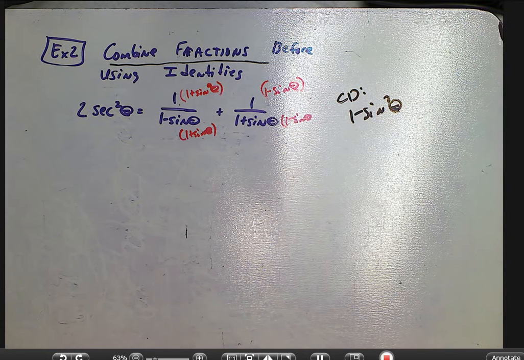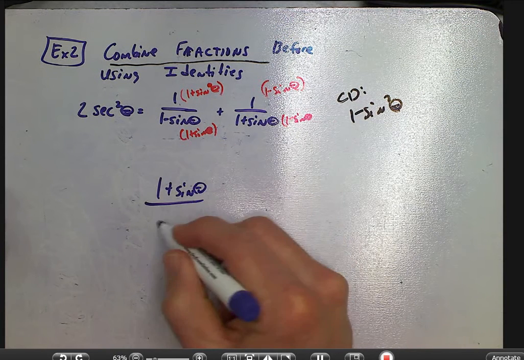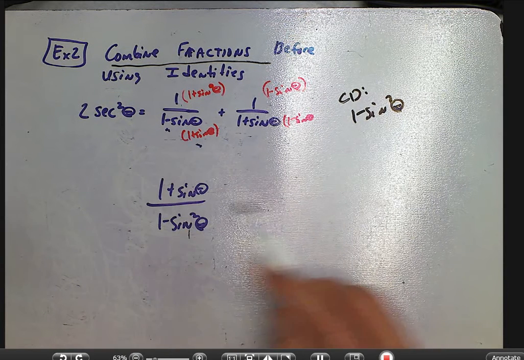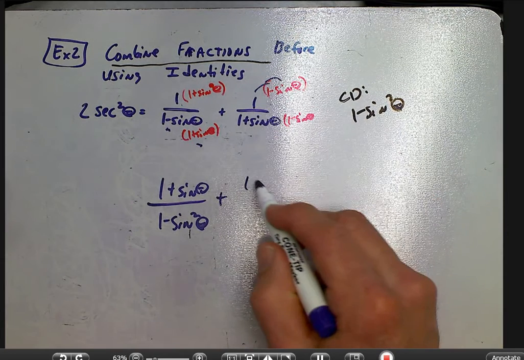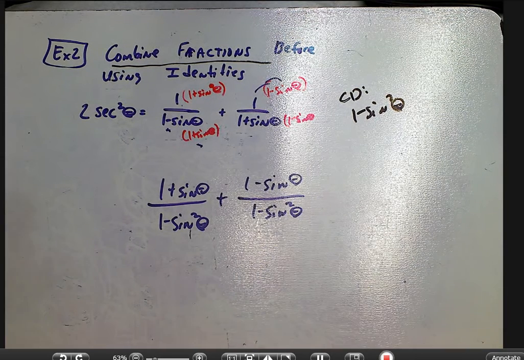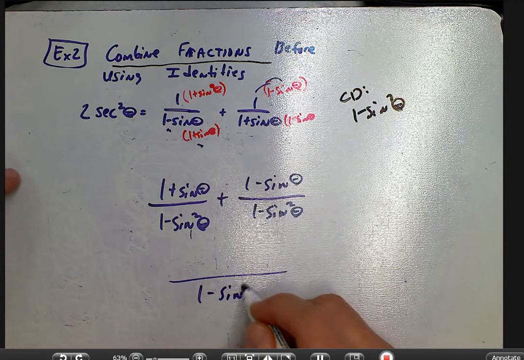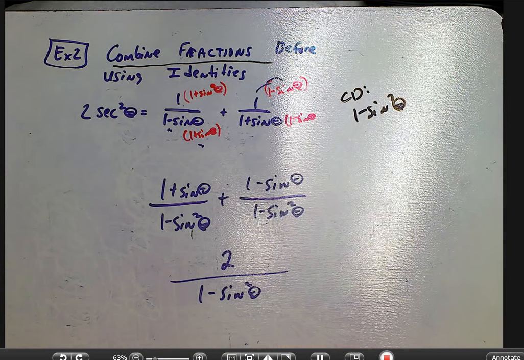And that's going to give me, after I multiply all that out, on top, 1 plus sine theta over 1 minus sine squared theta. Because if I multiply these two together using the distributive property, it gives me 1 minus sine squared theta. Plus the distributive property here gives me 1 minus sine theta over 1 minus sine squared theta. Now when I add the two fractions together, my common denominator stays the same. 1 plus 1 is 2. Sine theta plus negative sine theta cancels out. And I have 2 over 1 minus sine squared theta.